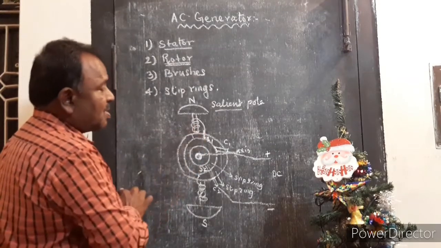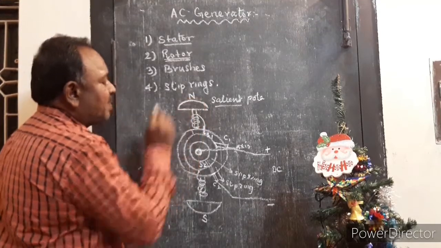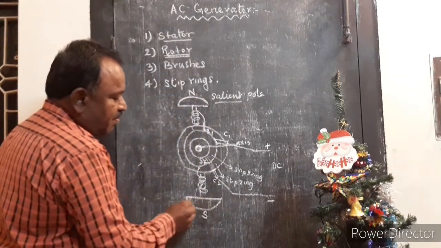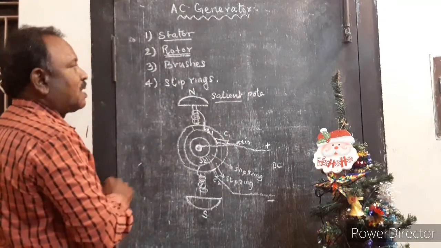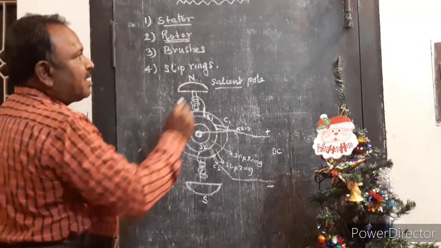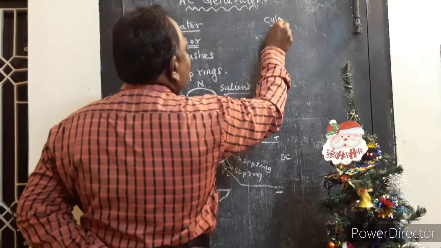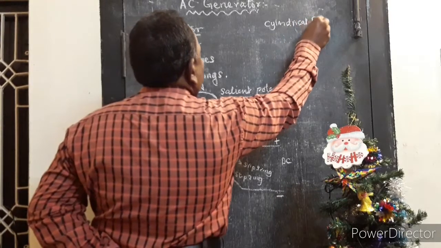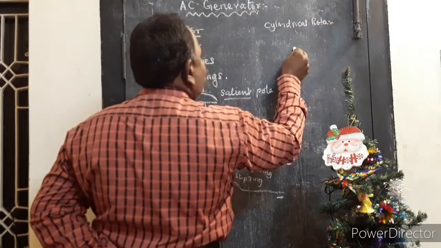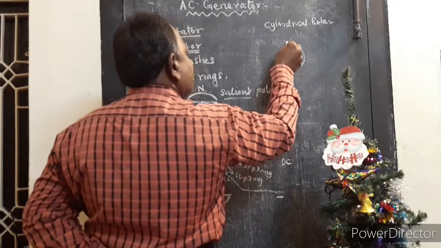When current flows through the coil, one of the cores becomes a north pole and the other becomes a south pole. This is a salient pole. Another type of rotor is the cylindrical pole. This is a cylindrical rotor. In a cylindrical rotor, we have a cylinder.